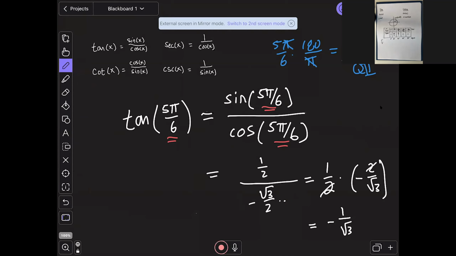Okay. So when I think about this, this is our general process. If you want to find the exact value for some of these things, you would go through this sort of process here. Everything comes back to breaking it down into sines and cosines.